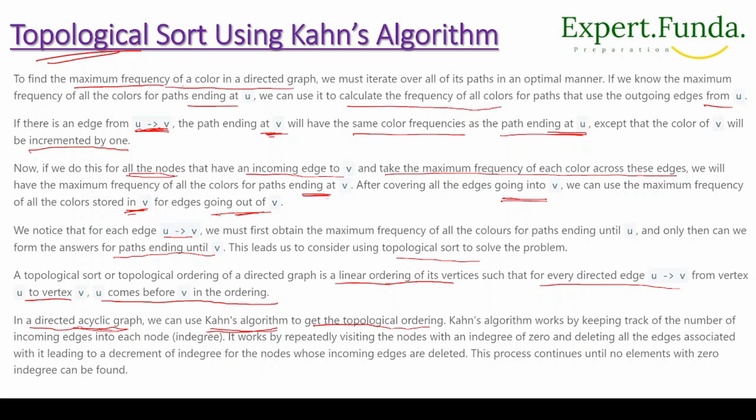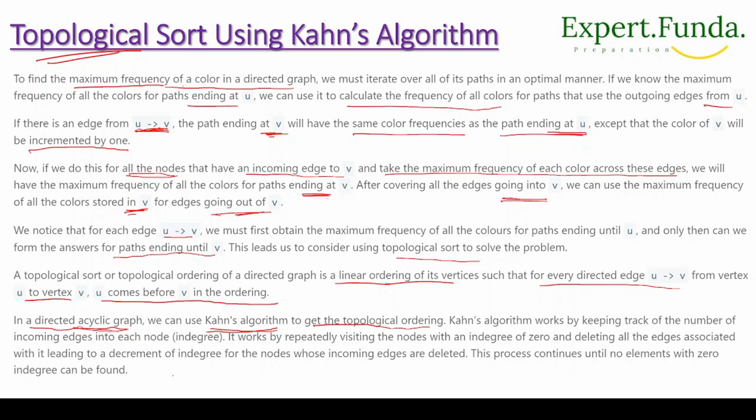Because the topological ordering of a directed graph is a linear ordering of all its vertices. So for every directed edge from vertex u to v, u comes before v in this ordering, because the direction is from u to v, that's why u will come first and v will come later. So in a directed acyclic graph we use Kahn's algorithm to get the topological ordering.